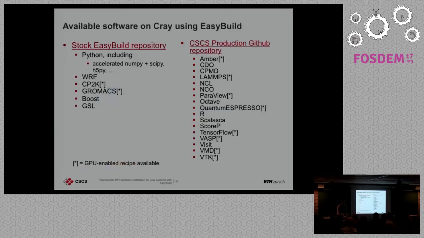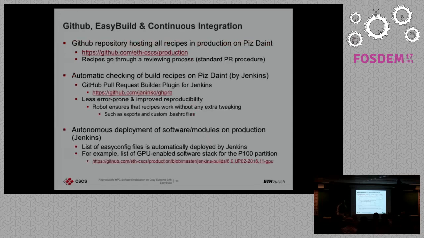This is the list of software that you can find for Cray in the stock EasyBuild repository, meaning that we have already contributed back. We also have our GitHub repository where we have our recipes, and here is the list if you want to look for your software. We have this GitHub repository where people can also open pull requests and contribute back.